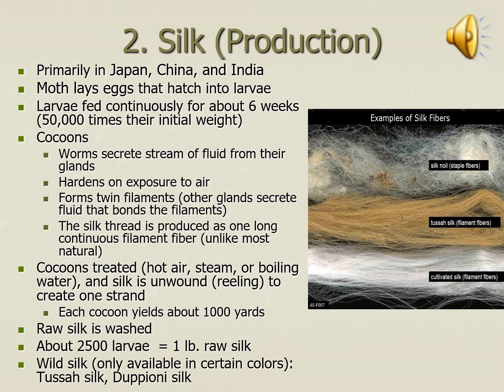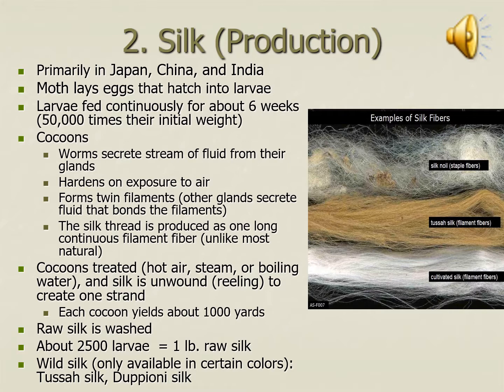But what they do is they create cocoons, and they secrete a stream of fluid from their glands that hardens when it's exposed to the air. And they do this in a continuous process, so the silk thread is actually produced as one long continuous filament fiber. Now, you might remember from one of the prior lectures that we talked about most natural fibers being short, staple fibers. This is the one natural fiber that actually is a long, continuous filament fiber. So it's a bit different from some of the natural fibers.